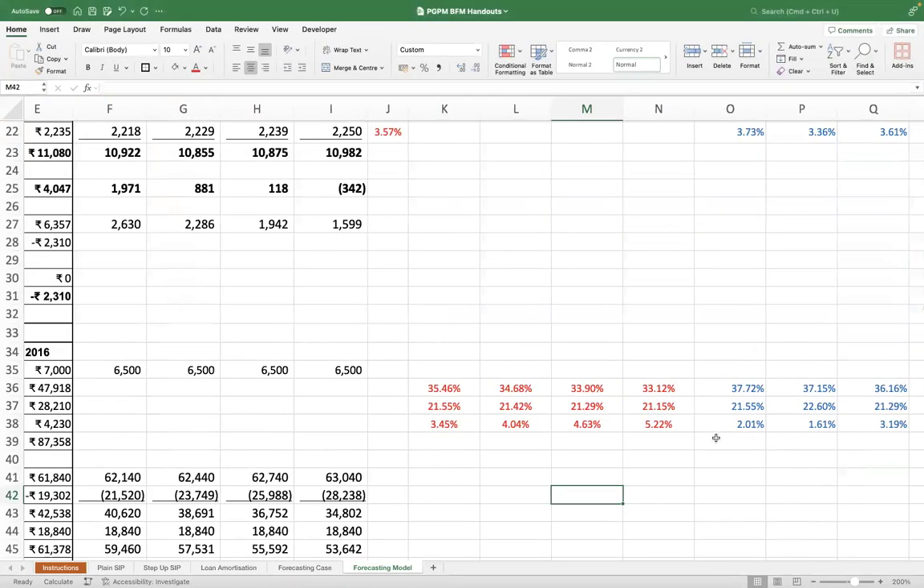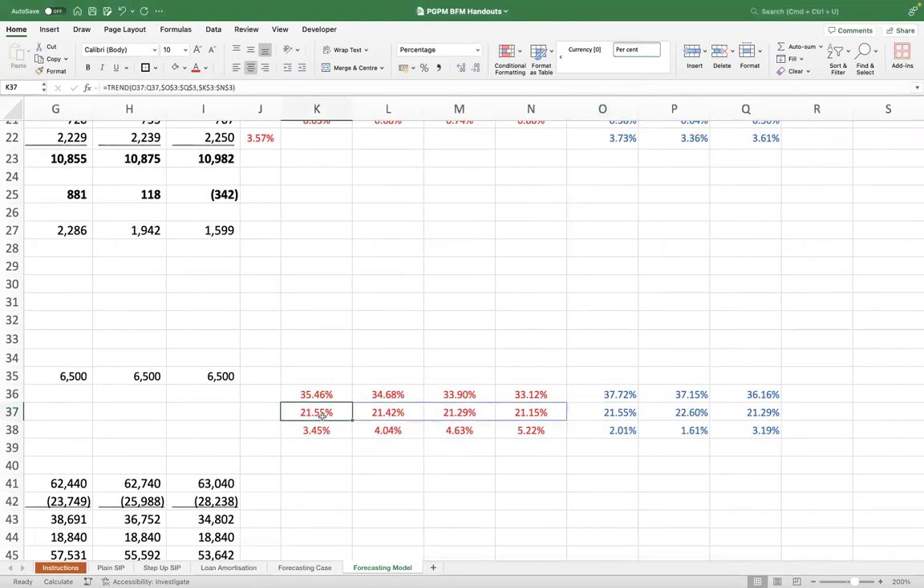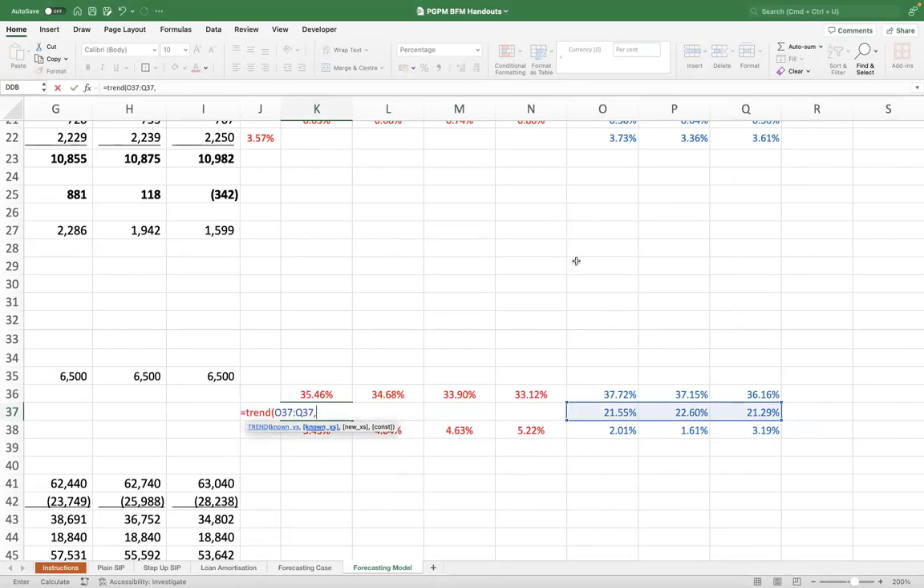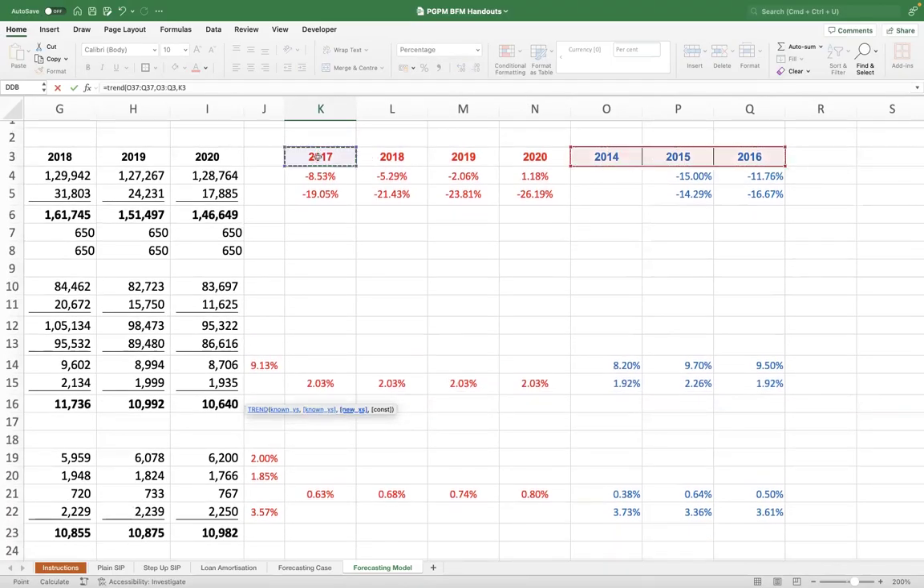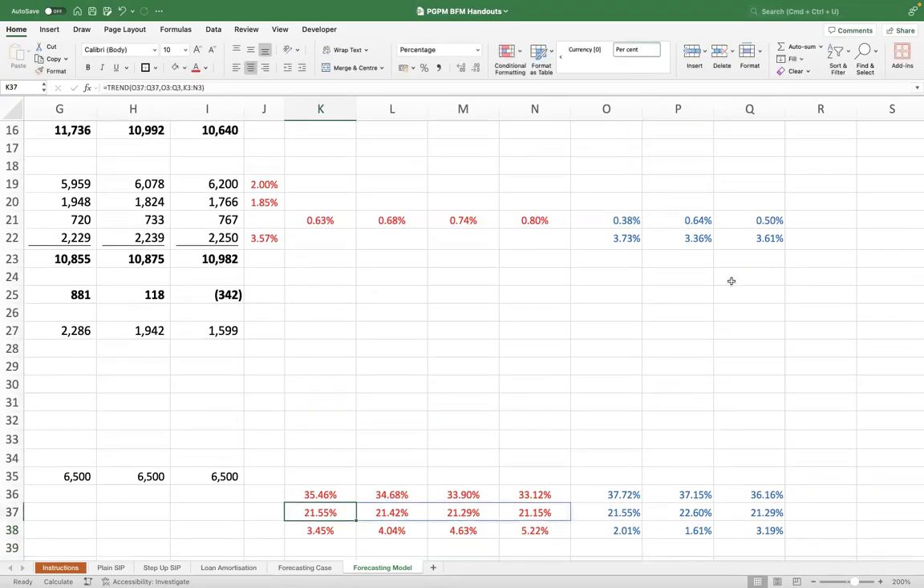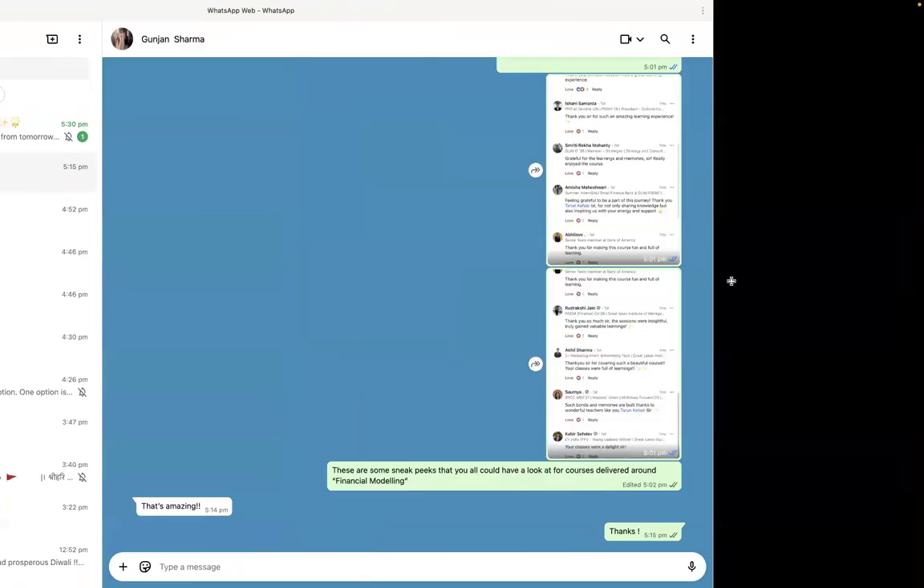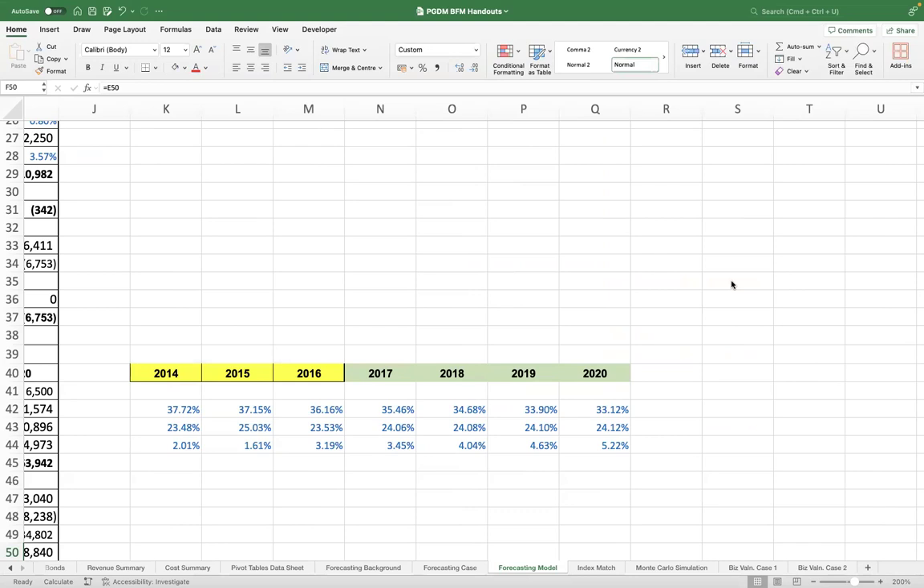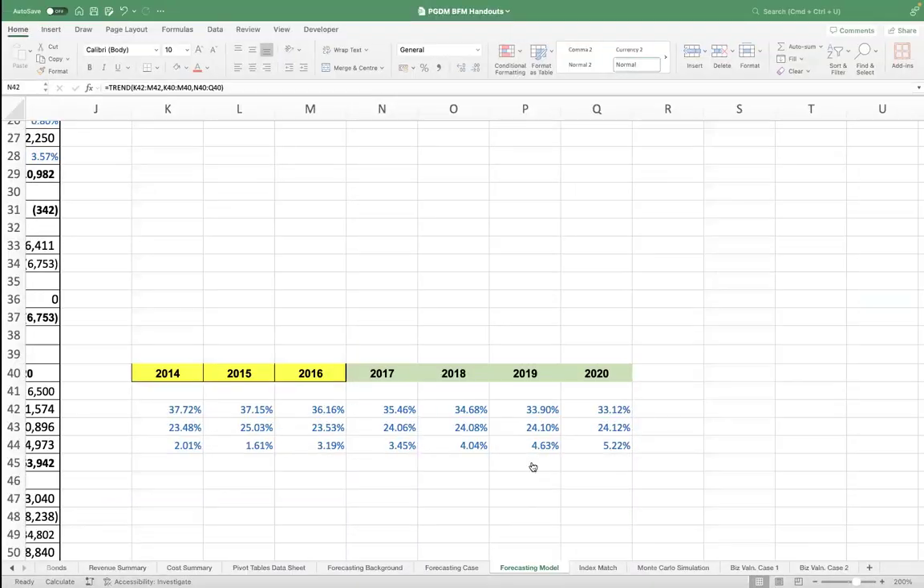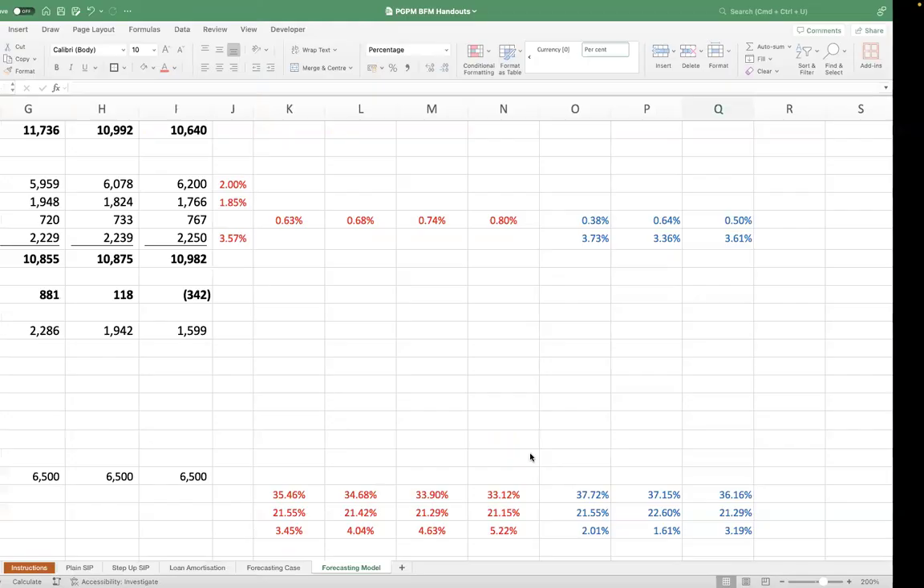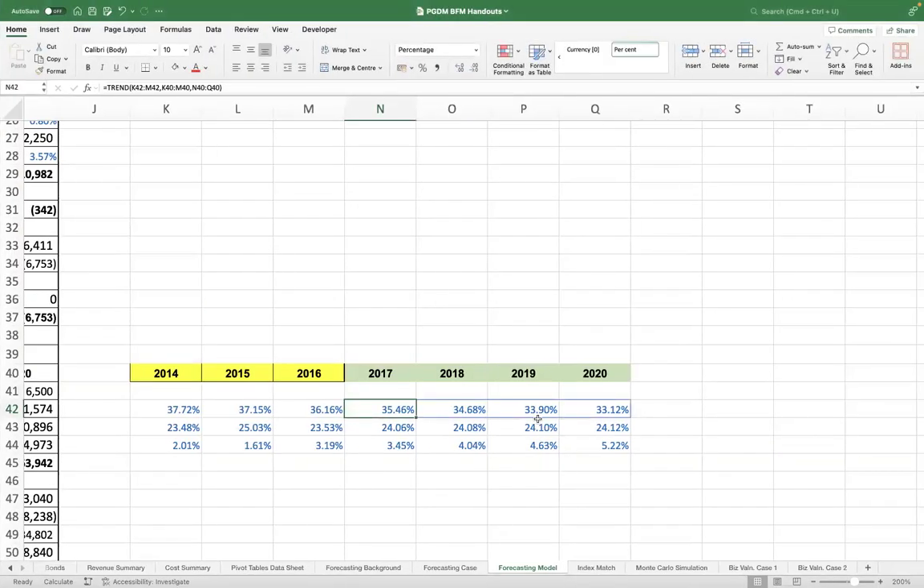Did I make a mistake here? I did, I think. Wait. It will be is equal to trend, these numbers by these, and then these. 21.55, 21.42. No, I'm getting something else. वही तो मैं भी देख रहा हूँ क्यों हो रहा है. 35.46, 34.68, 33.9, and 33.12. This is correct. 3.45, 4.04, 4.63, and 5.22 is also correct.